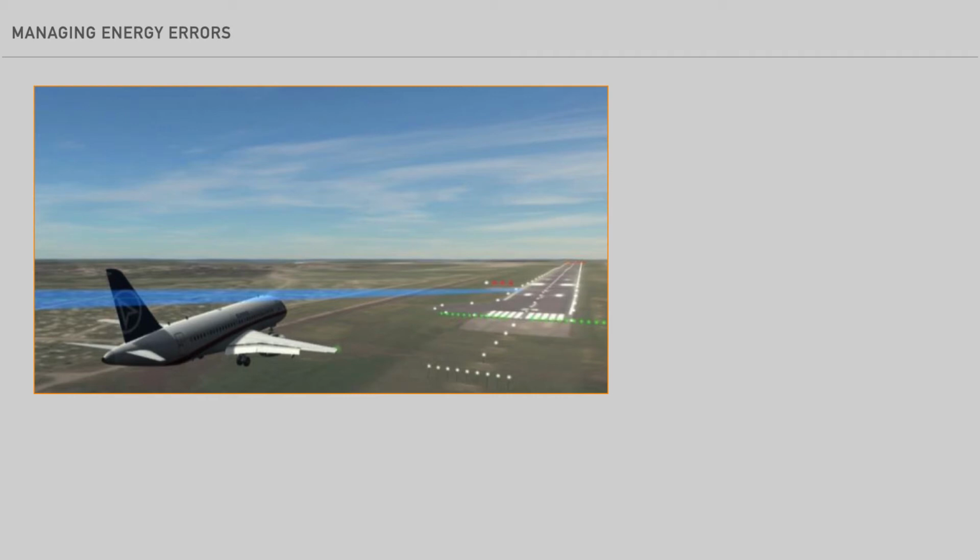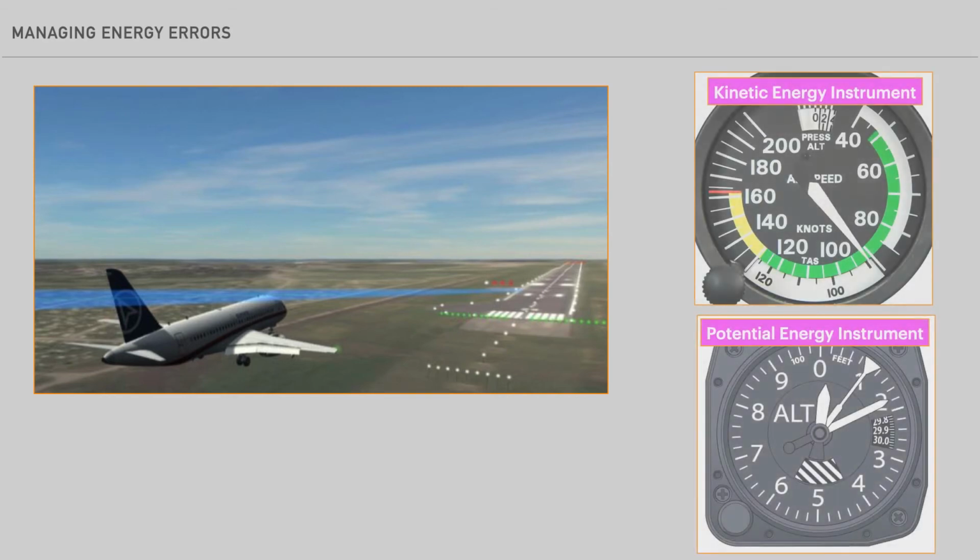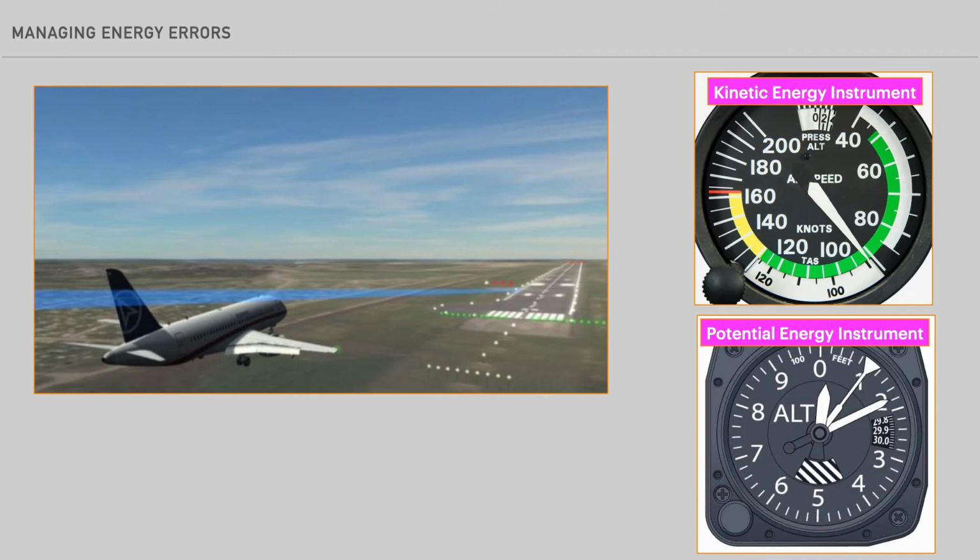Luckily, we have two instruments on the flight deck which can help us. The airspeed indicator provides us with information about kinetic energy, which is related to speed, and the altimeter tells us about potential energy related to height. As we will see, there are two types of energy errors: total energy errors and energy distribution errors. Monitoring the altimeter and airspeed indicators allows the pilot to distinguish between these two types of energy errors.